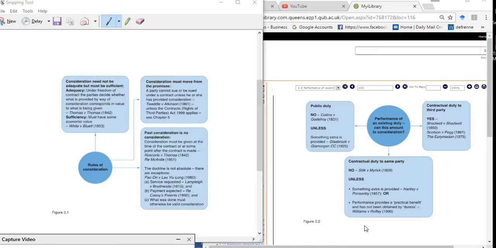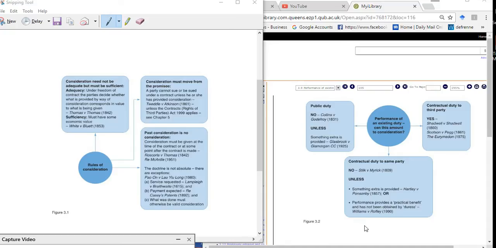Can't be found. And that's why there's a great article on Westlaw in which the practical benefit test is described as an illusory test. It's not a test at all, because it can always be satisfied. So that raises the question, why even have the requirement of consideration in agreements to pay more?